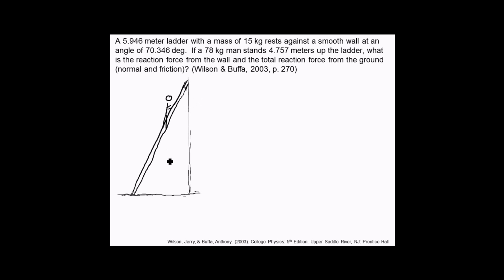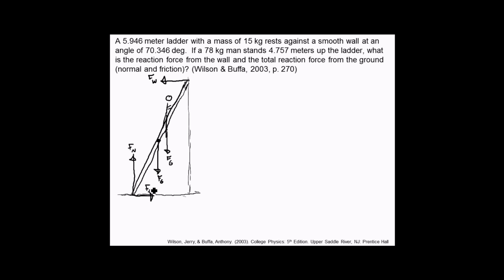So we'll first need to draw all the forces with the force of gravity of the ladder, force of gravity of the man from the center mass of the man. And we have the wall force like we saw in our lab. We also have the normal force, the ground pushing up. And we also have the friction force. Without friction force, this ladder would fall.